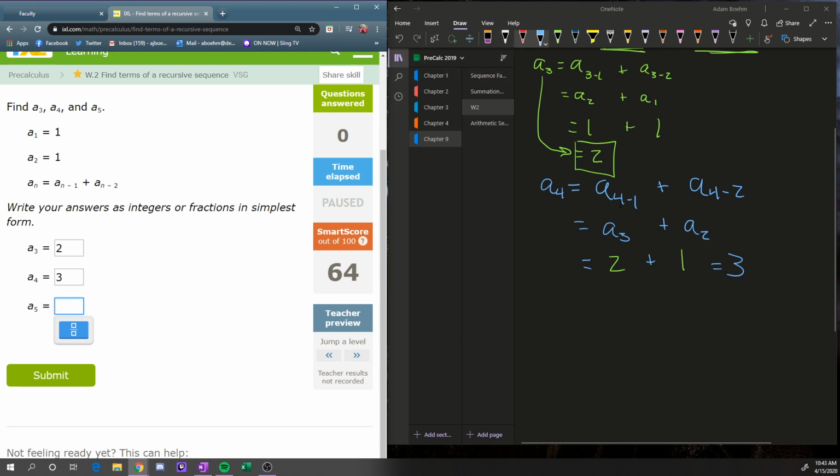And then the fifth term is the sum of the term before the fifth term plus the term 2 terms before the fifth, which is equal to a_4 plus a_3. a_4 is 3, which is what we just found. And then a_3 is 2. So this is equal to 5.